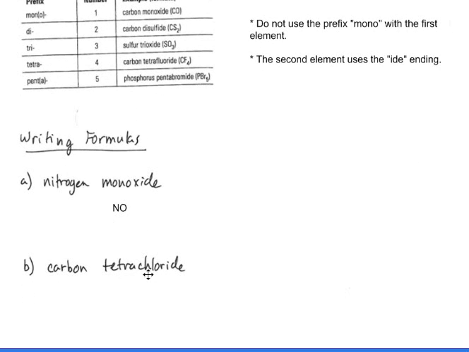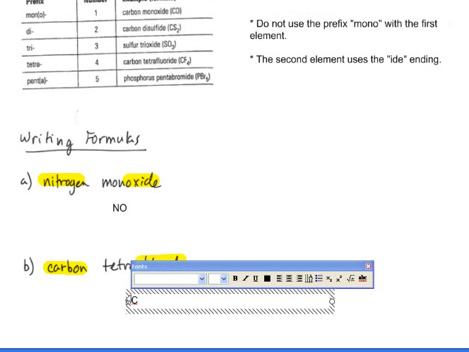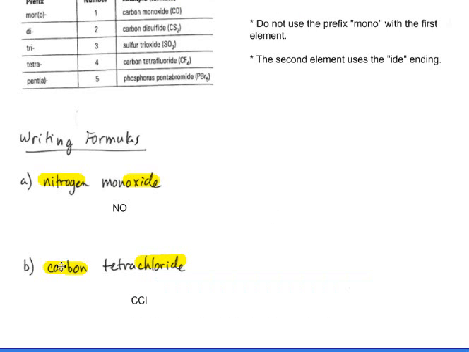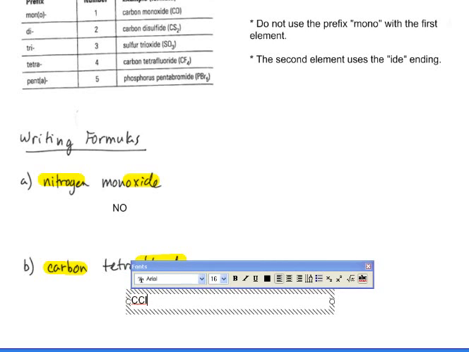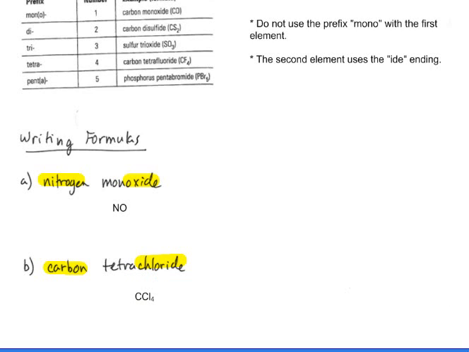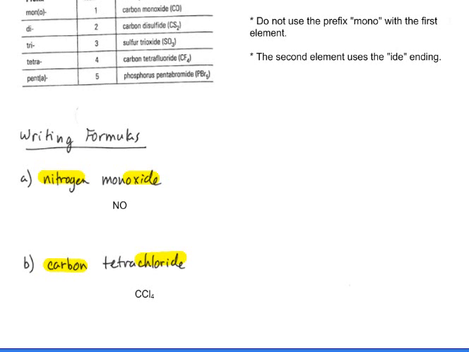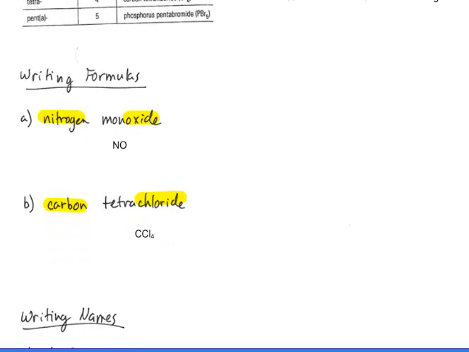Continuing on, carbon, you can see here, the easier thing to do would just be to highlight which elements we're using. Nitrogen and oxide, carbon and chloride. So I'm going to have carbon and chloride. If we look here, there's just one carbon. Chloride uses the prefix tetra, so that's 4. So we need to indicate that we have 4 chlorides there, so we write a subscript 4 after that. So carbon tetrachloride is CCl4. Easy, way easier. You don't have to worry about balancing charges or anything.